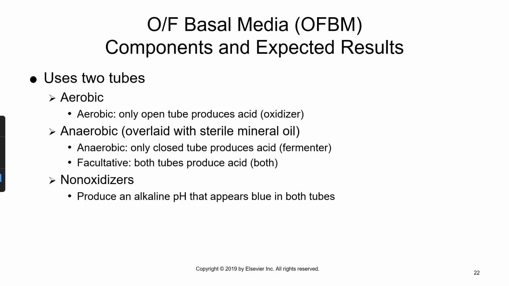Uses two tubes, as I mentioned. There's an aerobic tube, which is an open tube. The anaerobic tube is overlaid with sterile mineral oil. The anaerobic is only closed tube, produces acid. Facultative, both tubes produce acid. So if we see an obligate anaerobe, it would only be able to grow in the safety net of that mineral oil preventing oxygen entry. If it's a facultative, then it would be able to grow in the aerobic tube and the anaerobic tube. Non-oxidizers produce an alkaline pH that appears blue in both tubes.